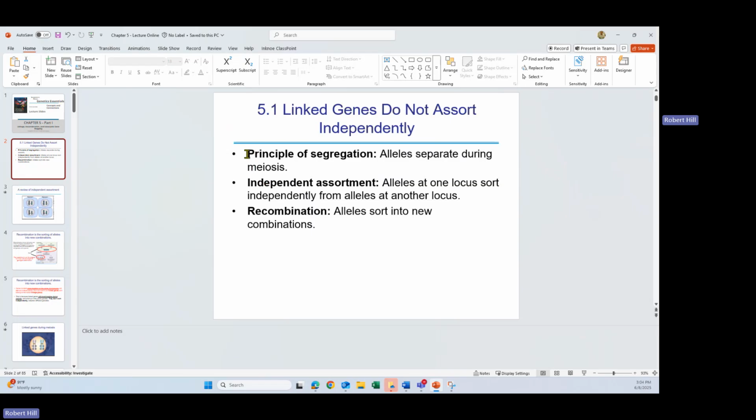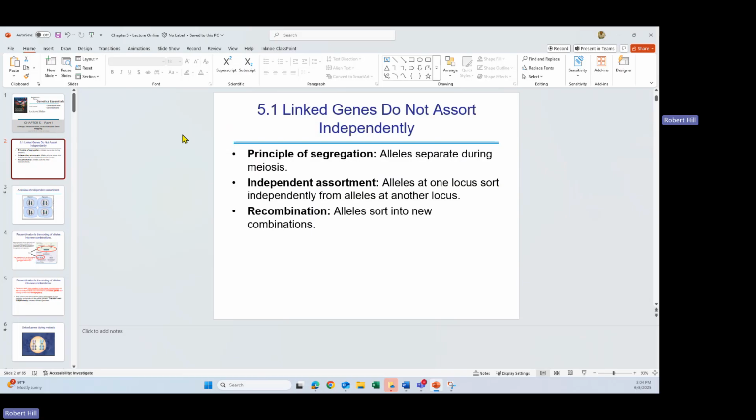So just to recap, Mendel showed us the principle of segregation, that alleles separate during meiosis. And he also showed us the law of independent assortment, which means that alleles at one location on the chromosome assort independently from alleles at other locations. So if you have blue eyes, that doesn't mean you're more likely to have brown skin. Two different genes, they're not genetically linked.